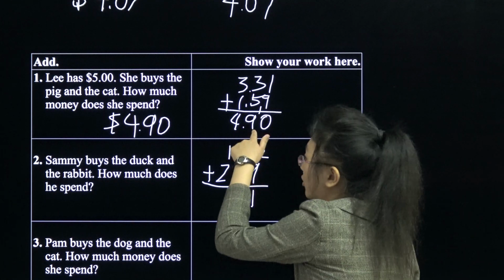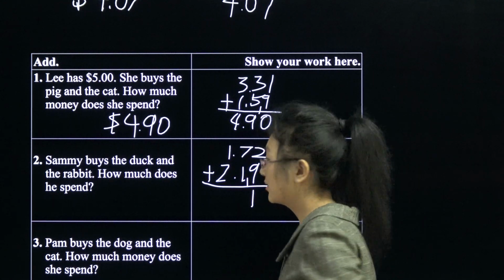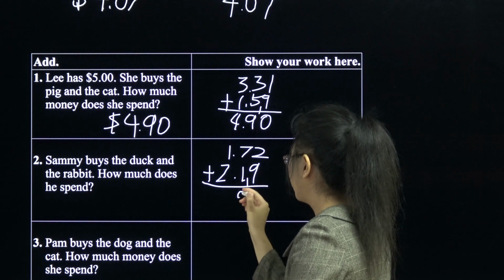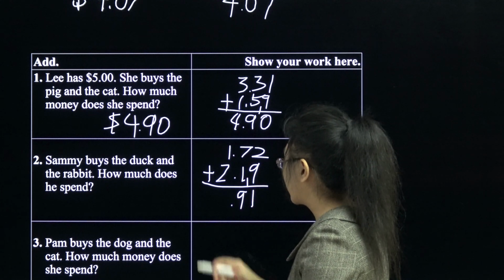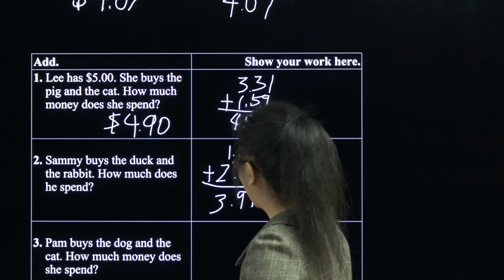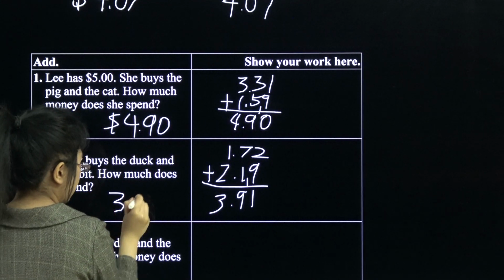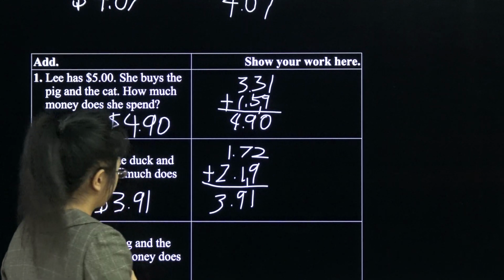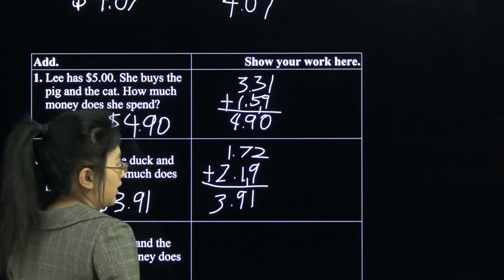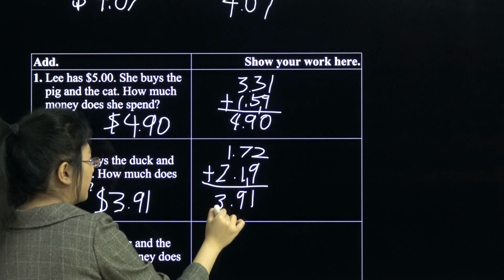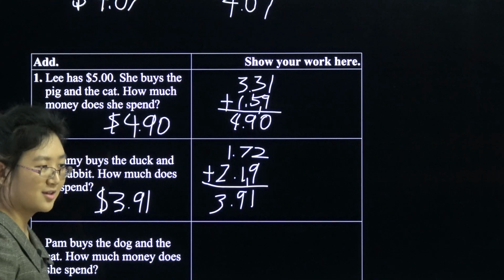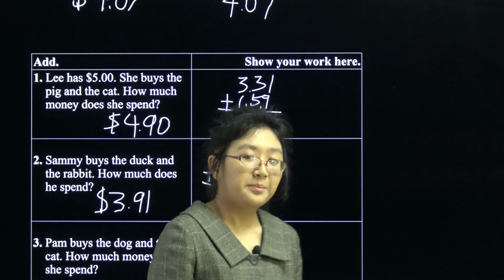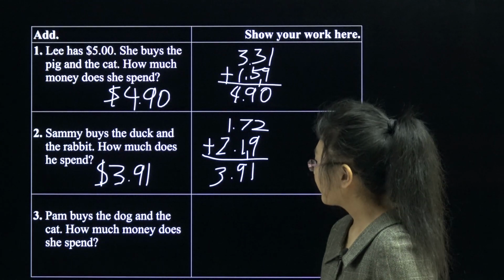Now remember, you can put it down here or up there, just put it somewhere and don't put it twice. 7 plus 1 plus 1 is equal to 9. And then 1 plus 2 is equal to 3. Sammy spends $3.91. Now you could drag the decimal down before you add everything since the decimal can't move, but you could also do it after. Doesn't really matter as long as it's there.